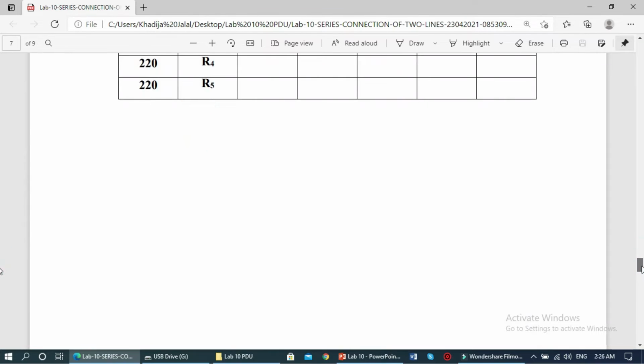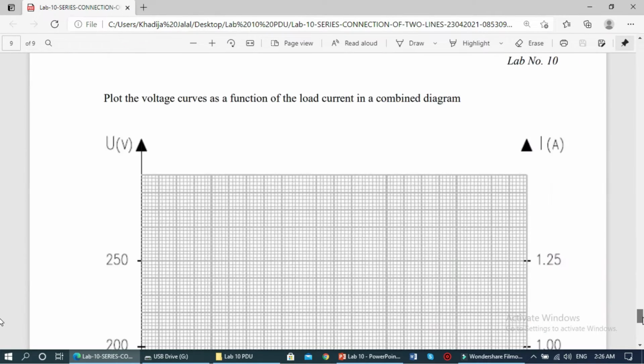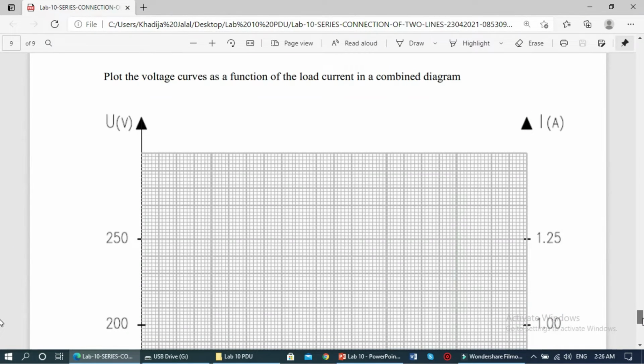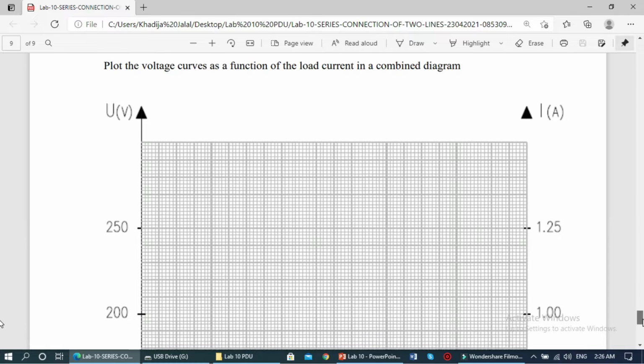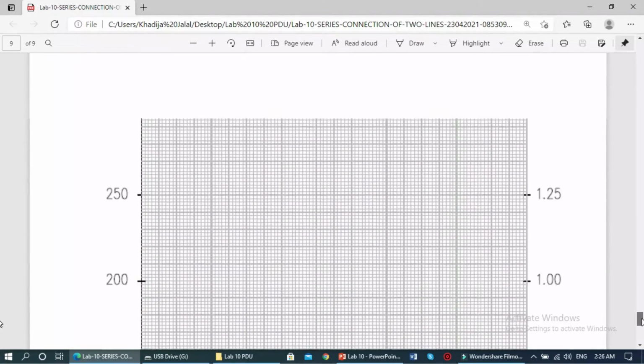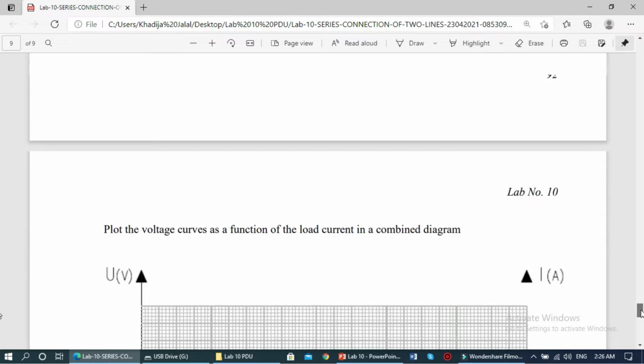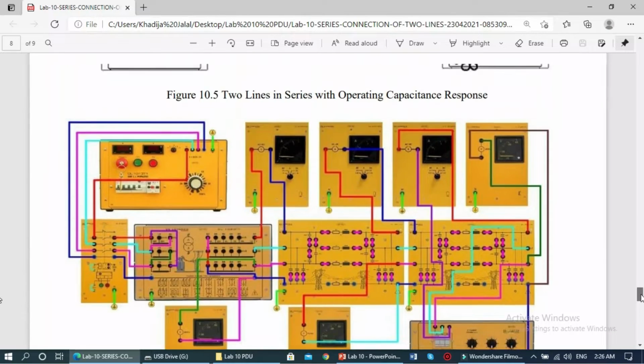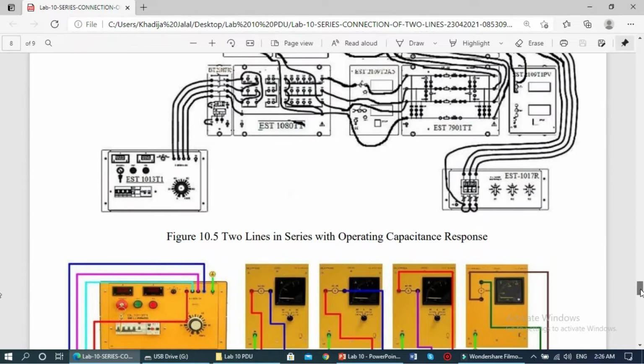So after that, students, you have to plot the voltage curve as a function of load current in a combined diagram, and you will see the effect on voltage and current of increasing the load resistance, with capacitive response and without operating capacitive response.